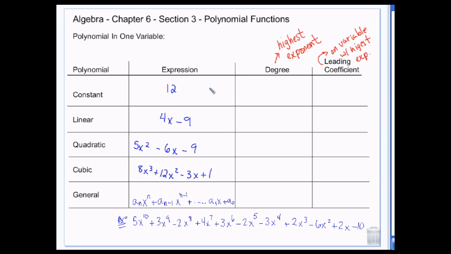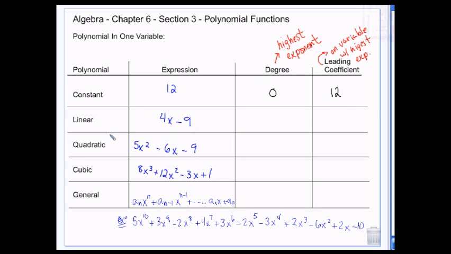So what we have are the types of polynomials you have. You can have what's called a constant polynomial, and that's a polynomial with no variable. It's just a number. A number is called constant because it's constantly whatever number it is. It doesn't change. The degree of a constant is 0. That's because there are no exponents on variables, so 0. And the leading coefficient is just the constant.